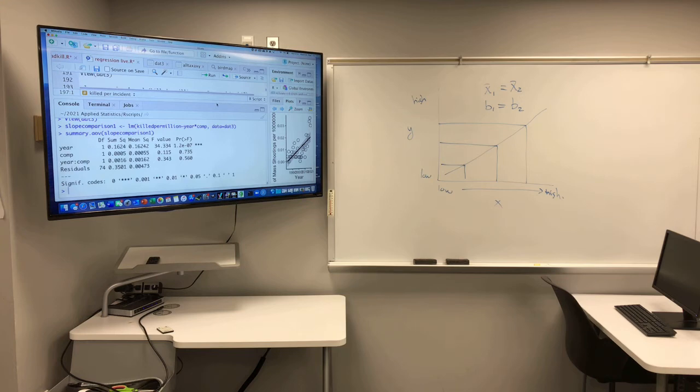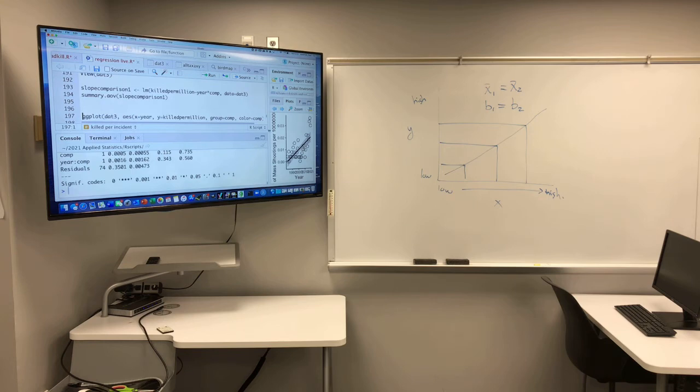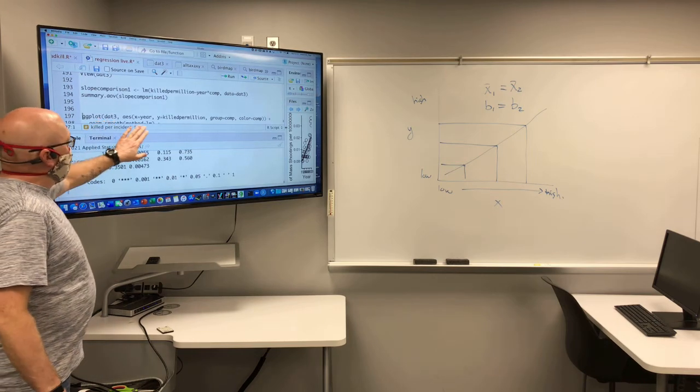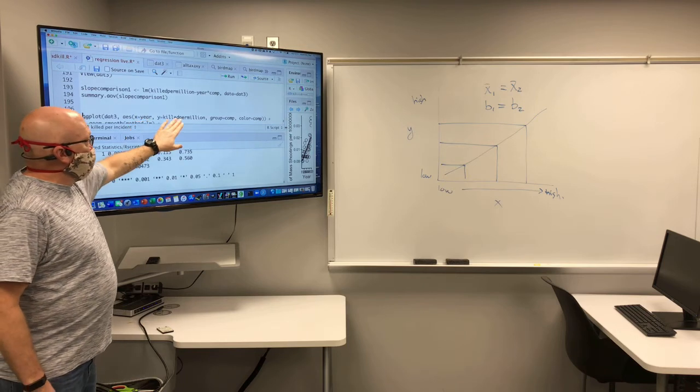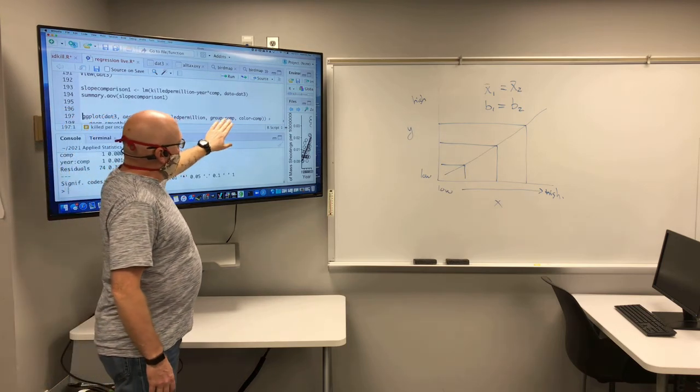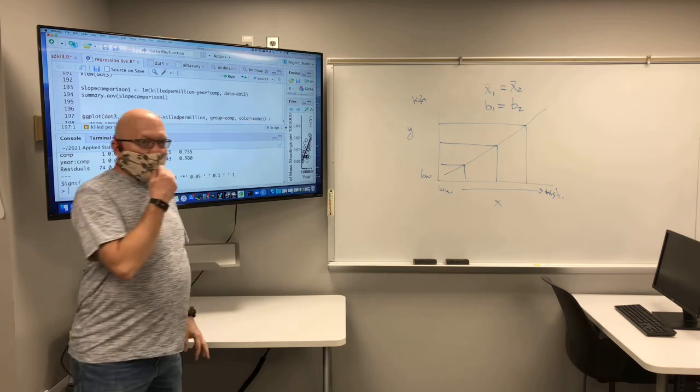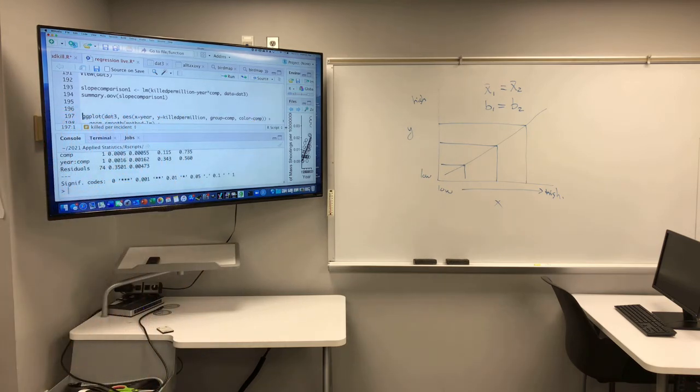So to illustrate what this interaction is that we're calculating, let's graph both of these data sets on the same graph. We're going to start with your simple ggplot syntax. But in this case, we're going to plot this new data file, whatever you save the data frame in. Year is still on the x-axis. Killed per million is still on the y-axis. But add group equals comp and color equals comp. This will tell ggplot to divide the data into these two groups, the full data set and the reduced data set.